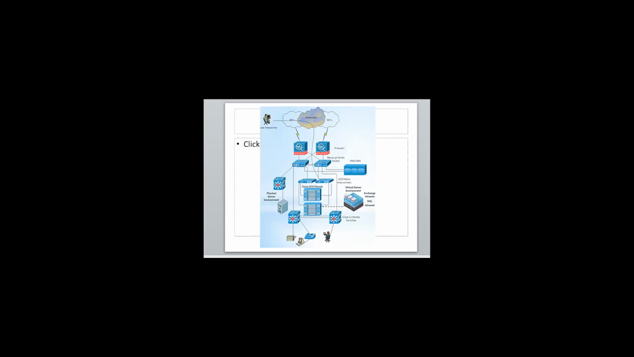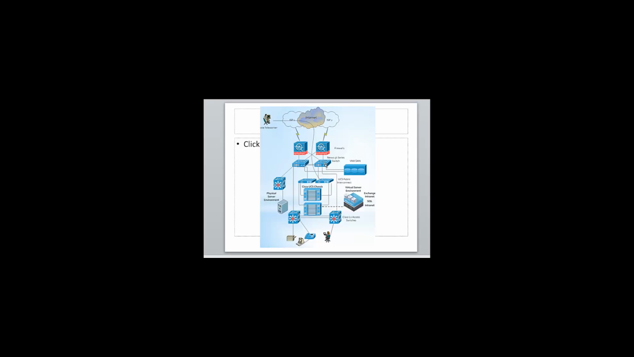So, real quick, this is a typical picture of a Nexus deployment. In this environment, we don't have any 7Ks, but we have two 5Ks. We're using VPCs, pointing downwards. Up here, we have two firewalls, probably 5520s or 5525s. Notice that my SAN is connecting directly into my 5K.